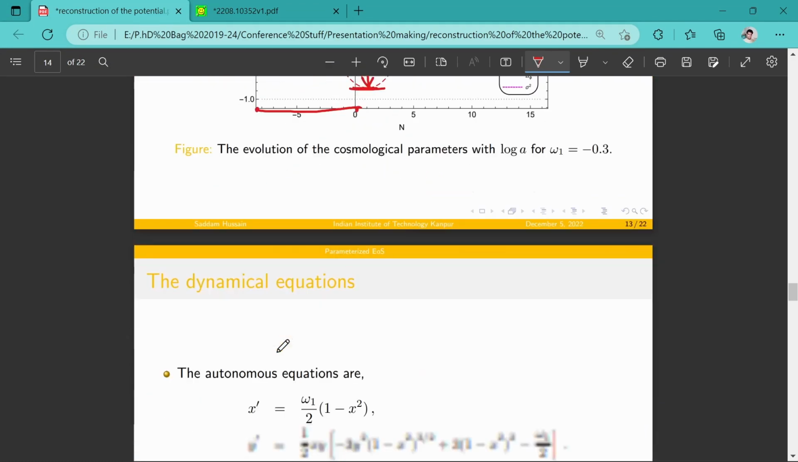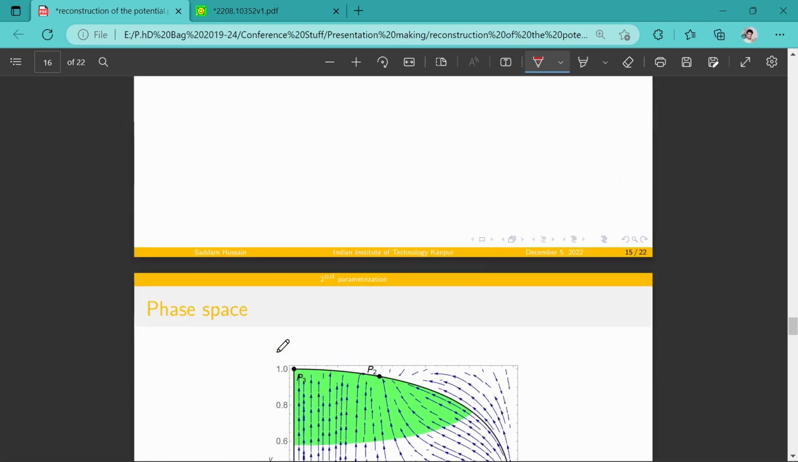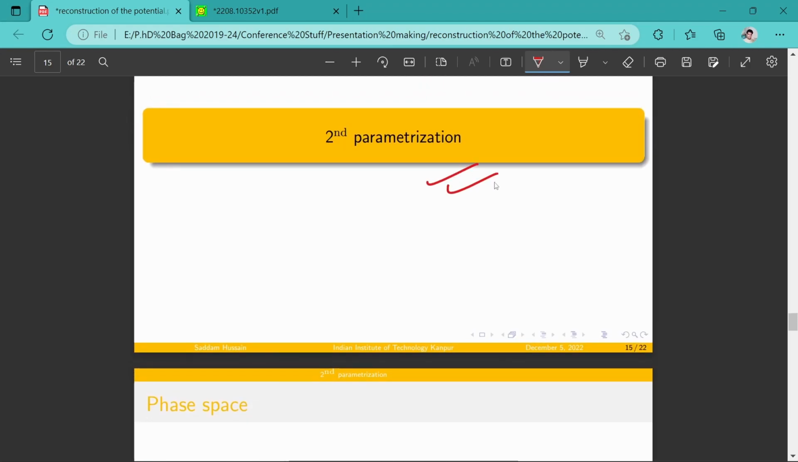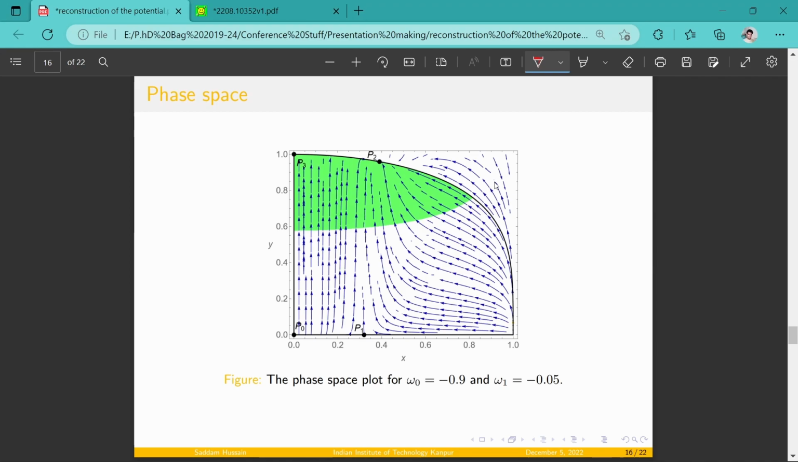On the other hand, let's come to the second parameterization. We have drawn the phase space. Again, the phase space is compact, using omega phi from 0 to 1. But here we are seeing 4 critical points, where one critical point has x0, y0, one has x0 but y is 1, and one depends on omega 0 and also omega 1, and here also omega 0, omega 1.